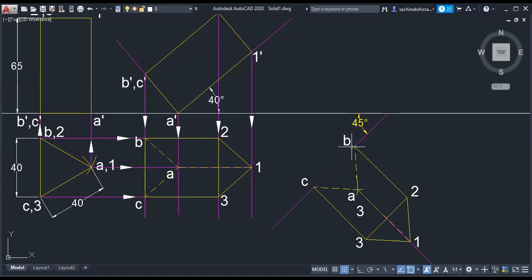So this is completed. Up to this is completed. What have we done in this stage? Third stage. What have we done in the third stage?